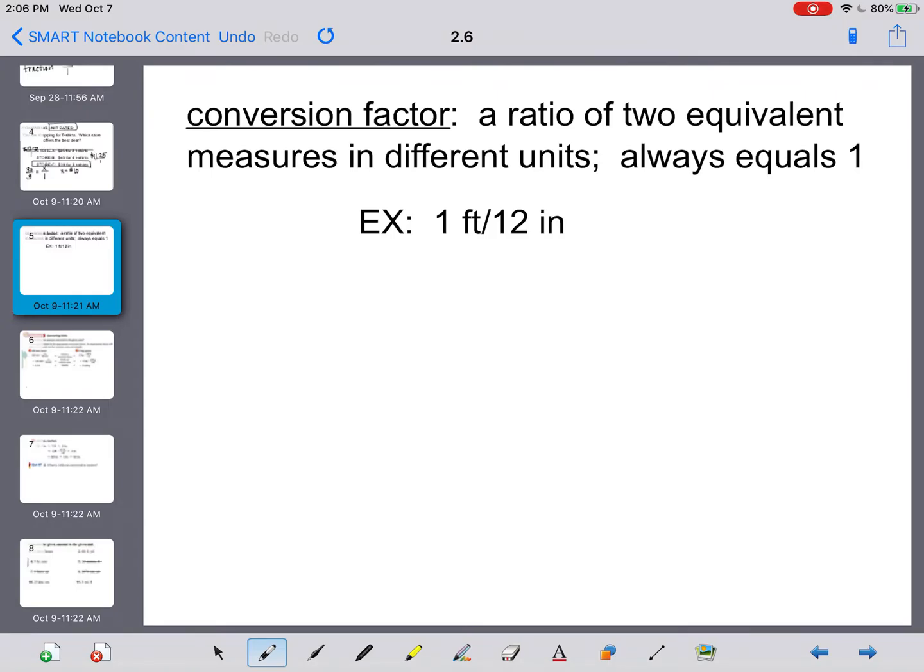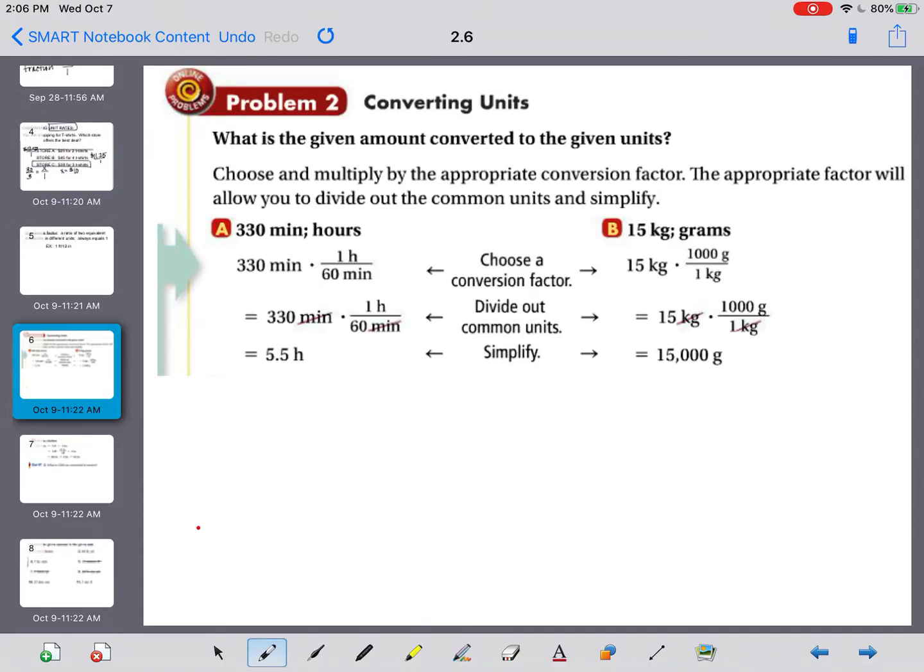There are many examples, and I actually attached a worksheet to your Google Classroom that has a whole bunch of conversion factors in it that you will want to use for the rest of this lesson, and your assignment. We are going to have to convert from one unit to another, and sometimes we're only going to have to convert once. Sometimes we may have to convert twice, but let's start with 1.